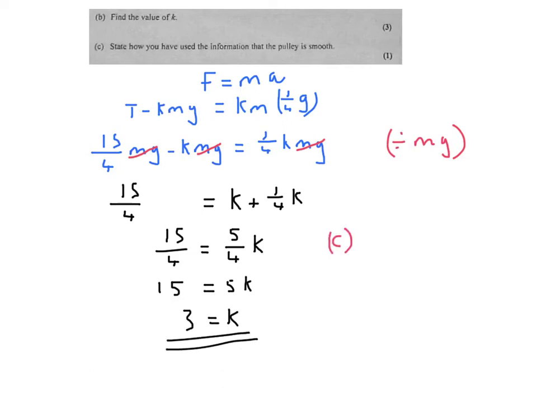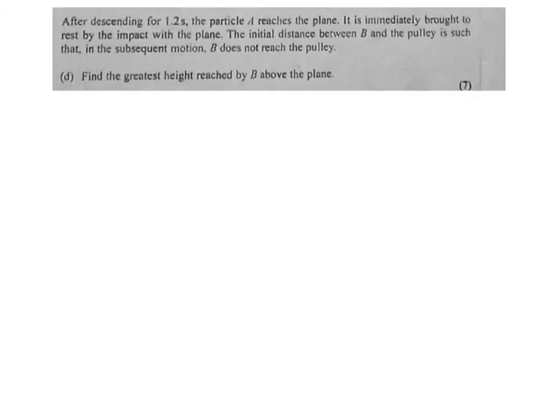Part C, state how you've used the information that the pulley is smooth. It simply means the acceleration will be the same for both particles. First, find the distance that A will move to reach the ground. We know that U will equal 0, the acceleration is a quarter g, the distance travelled is what we're trying to find, and the time is 1.2 seconds.